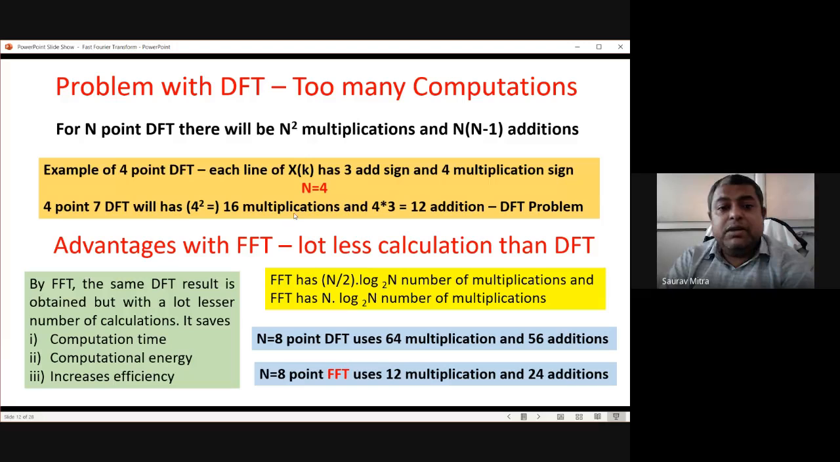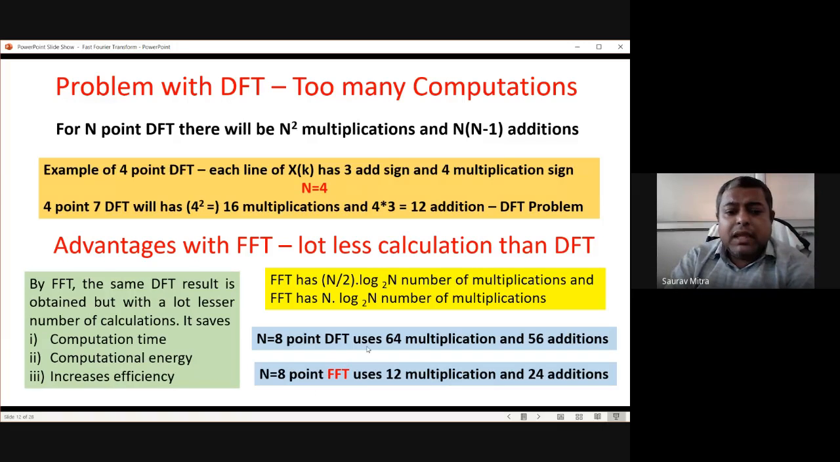So what is the rule of DFT? It is n square multiplications and n into n minus 1 additions. But FFT has n by 2 log n base 2. How to calculate log n base 2? It is log n by log 2. Base you can take 10, base you can take e, it doesn't matter. Log n base 2 is nothing but log n by log 2. So FFT has n by 2 log n base 2 number of multiplications, and n log n base 2 number of additions. Sorry, one should be addition and one should be multiplication. We will find out which one is the addition formula and which one is the multiplication formula.